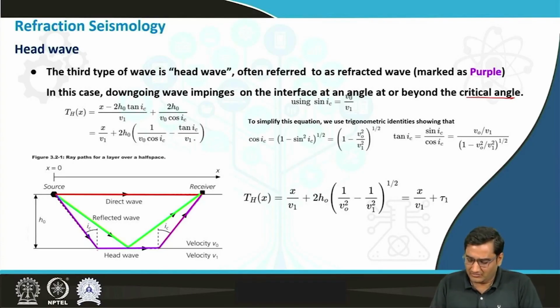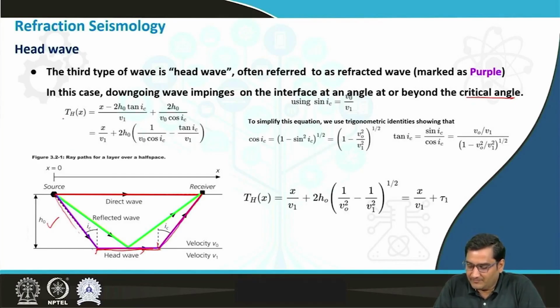So if you want to find out the time taken by this head wave in traveling the distance between source and the receiver, then what you can do, you can take the distance that it travels in going in the downward direction and then divide it by the velocity of the first layer, and then take the travel time of the upgoing wave and divide it by the velocity of the first layer. The head wave, when it is traveling across the boundary between the two layers, that will be the distance divided by the velocity of the second layer.